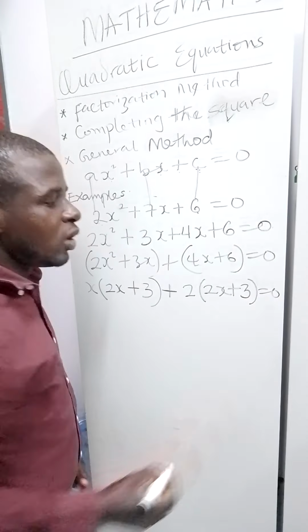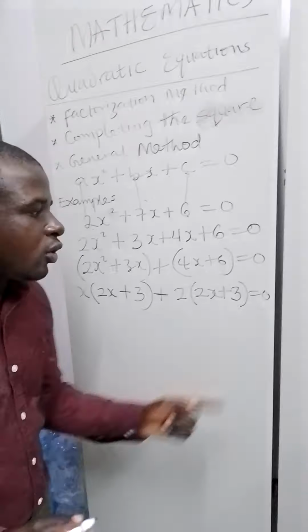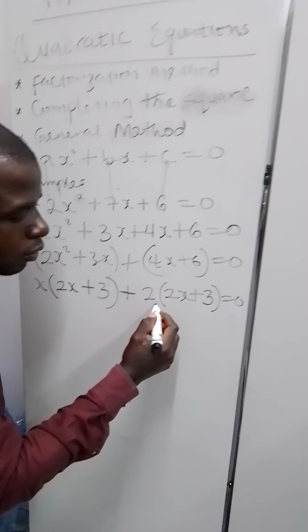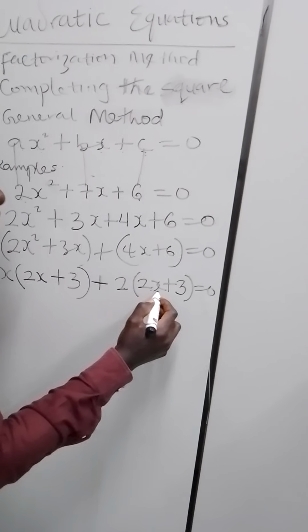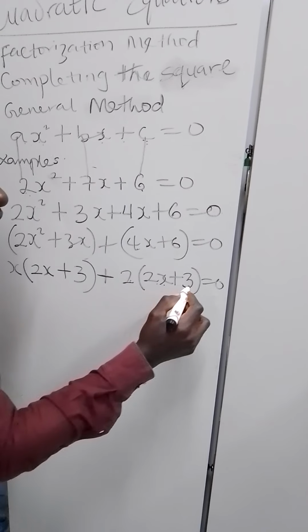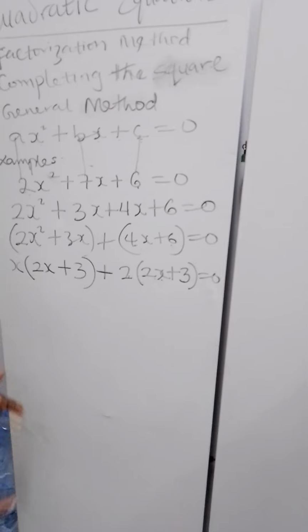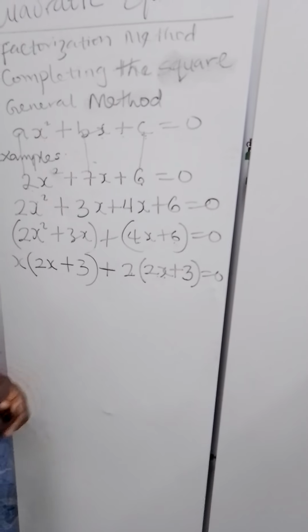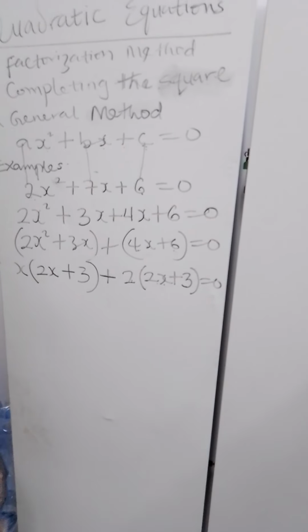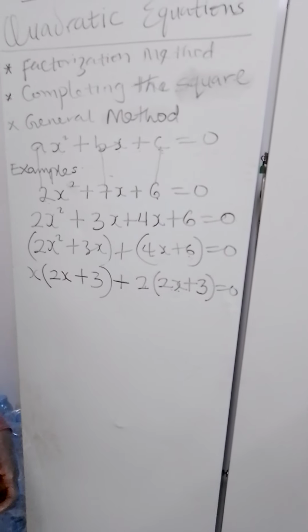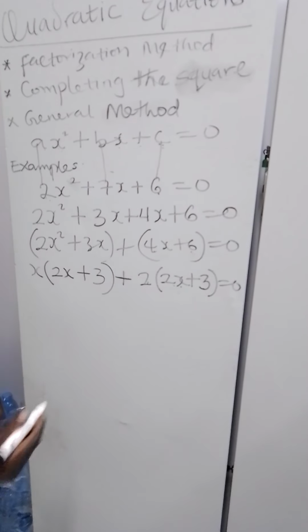Equals 0. To cross-check whether we are right or not, you can as well open the bracket. 2 times 2x still gives us 4x. 2 times plus 3 gives us 6. That tells us that we are still correct. At the same time, we can still cross-check to test whether we are on the way or out of the way.